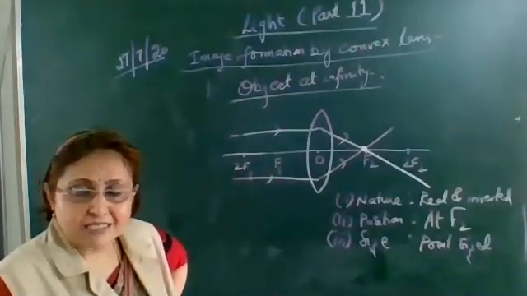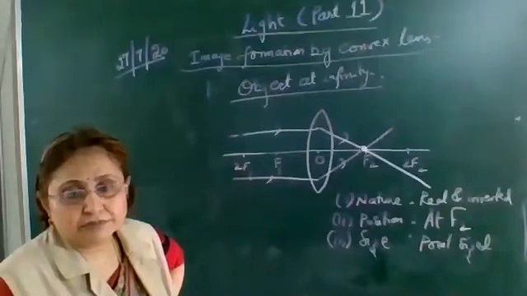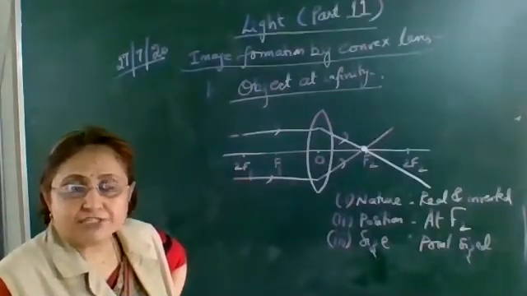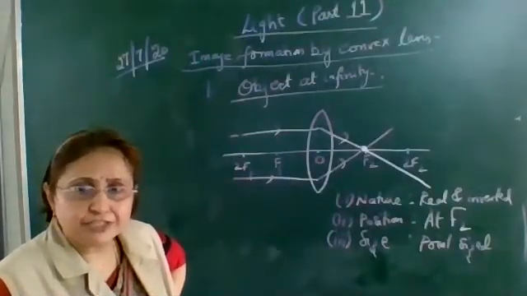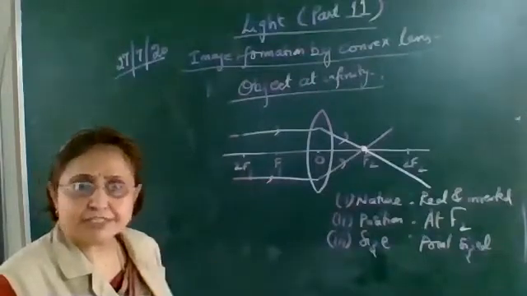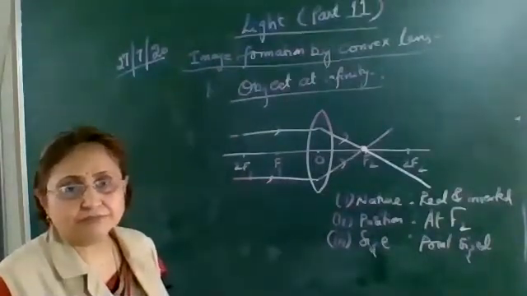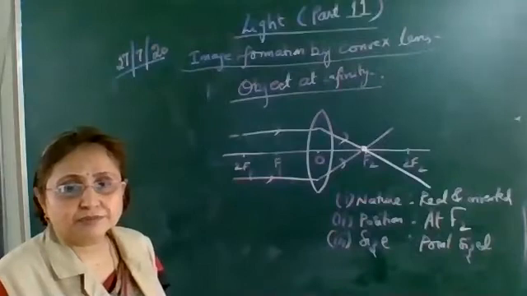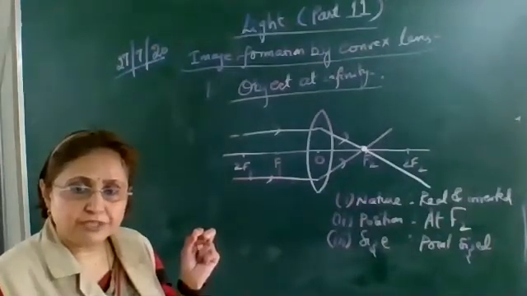Then write the size of the image. Size of the image is highly diminished. Either you can write that, or you can write down it is a point size image. Very small image.